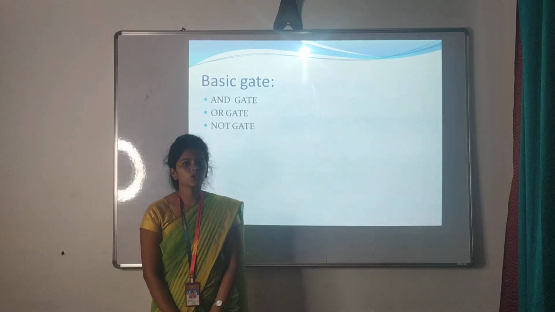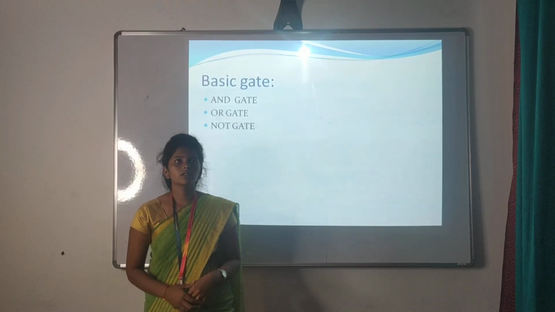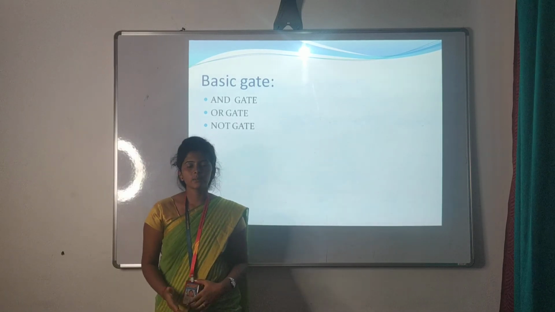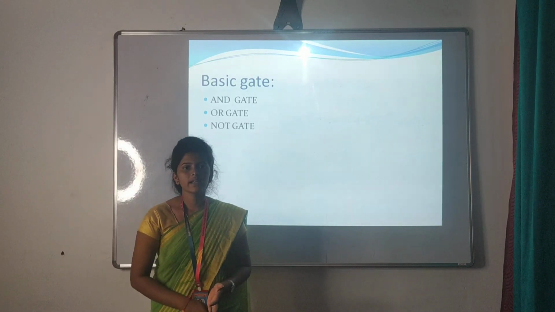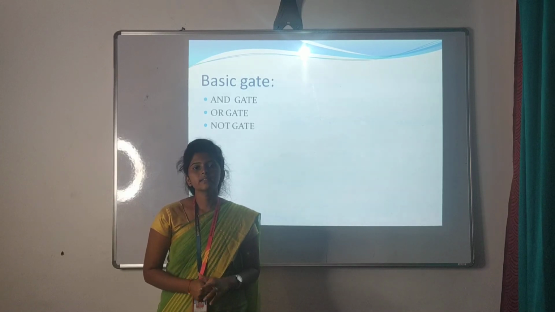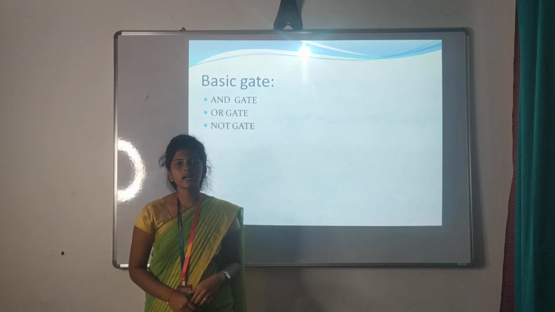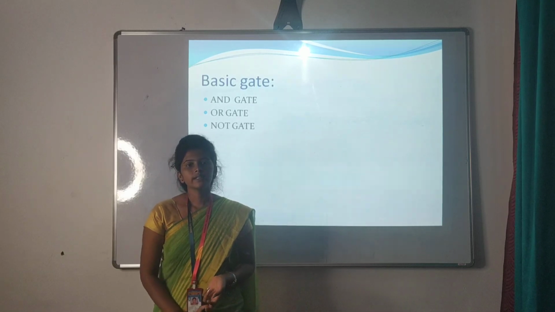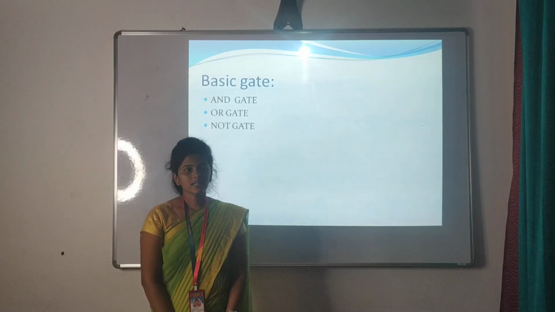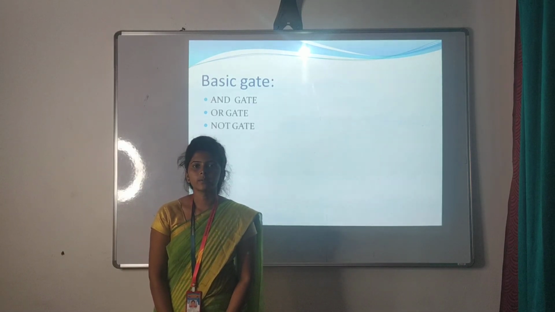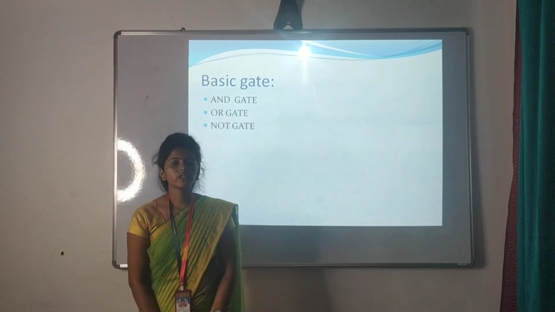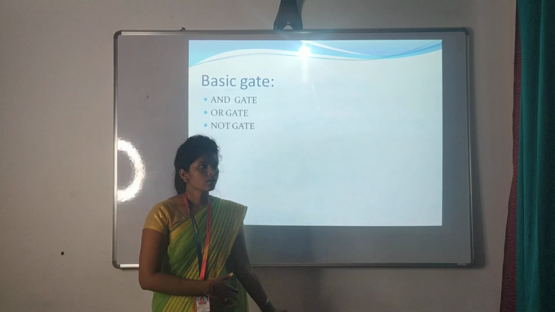Next is the classification of logic gates. The logic gates are classified into three categories. First is the basic gate, second is the universal gate, third is the derived gate. In basic gates, the AND gate, OR gate and NOT gate, these three are included. The second one is the universal gate. In universal gates, the NAND gate and NOR gate are included. Then the third one is the derived gate. In derived gates, XNOR and XOR, these two are included.